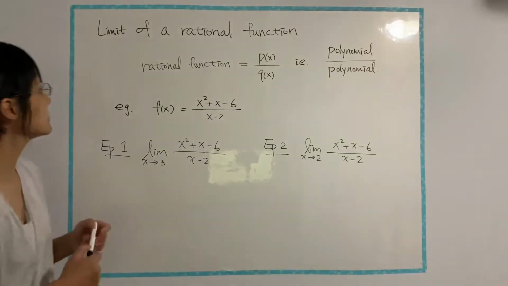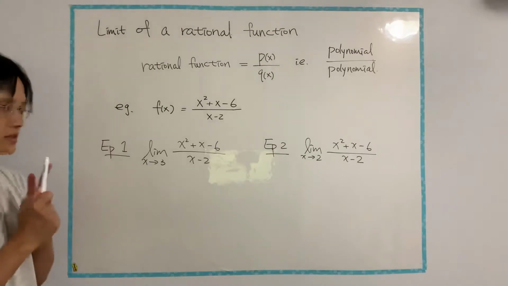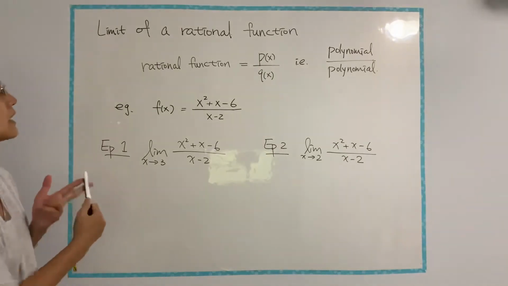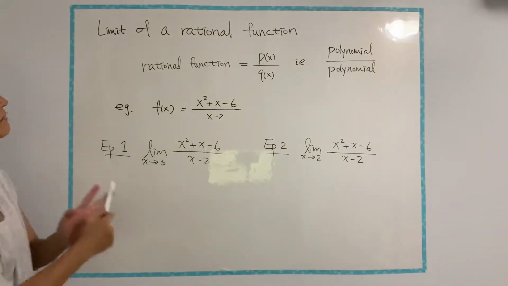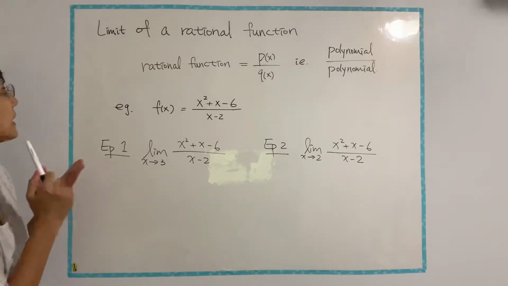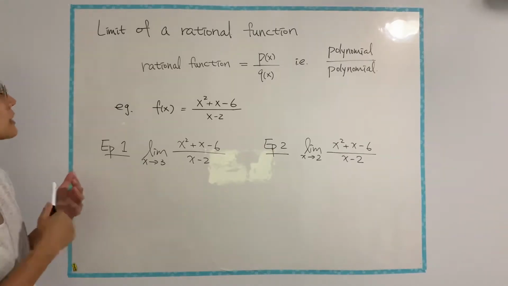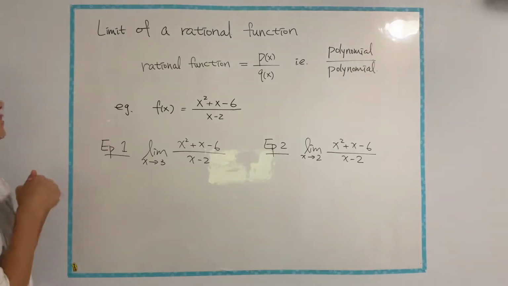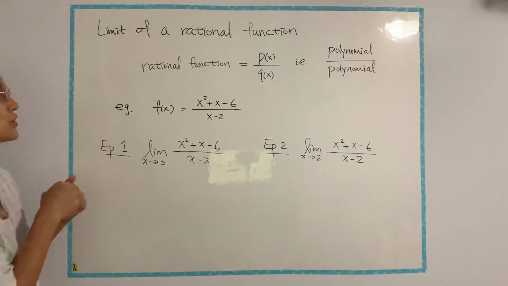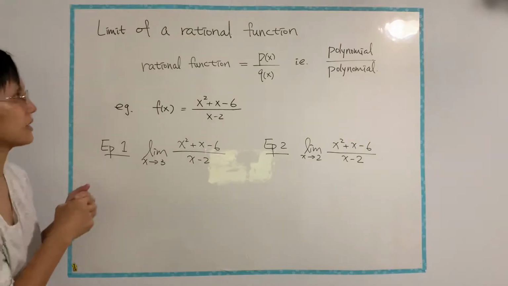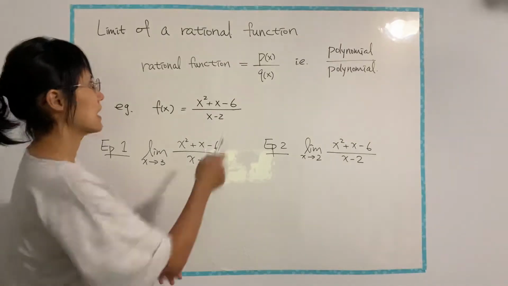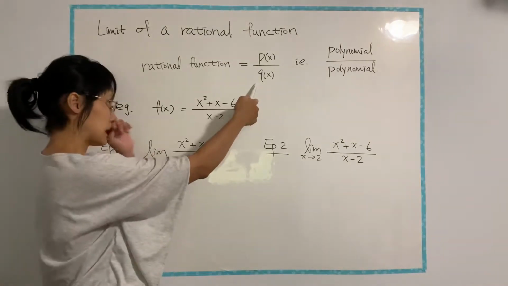We have learned how to do basic limits, learned how to take the limits of a polynomial function. Next, we move on to learn taking limits, evaluating limits of a rational function. First of all, what is a rational function? A rational function is a function that can be expressed as a polynomial over polynomial, okay?